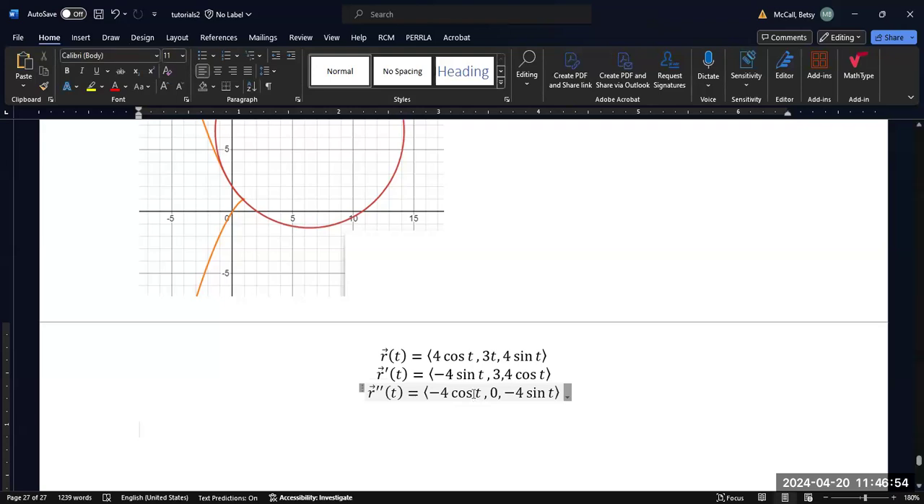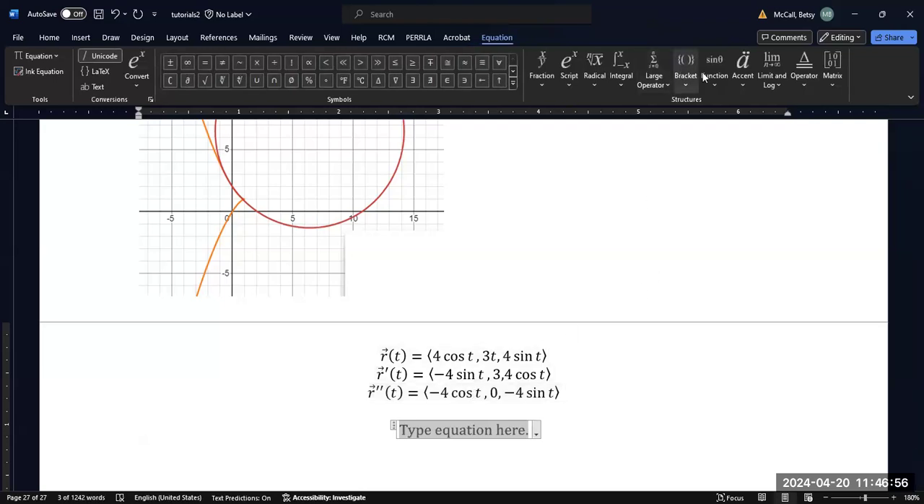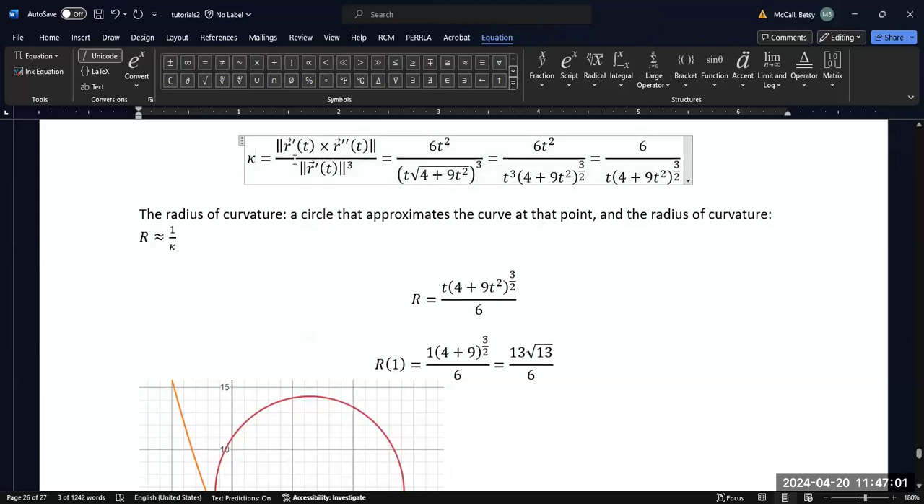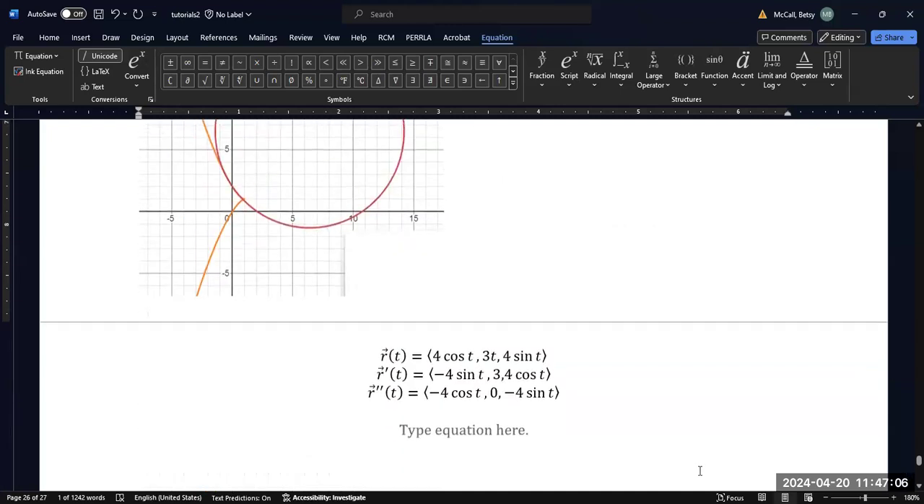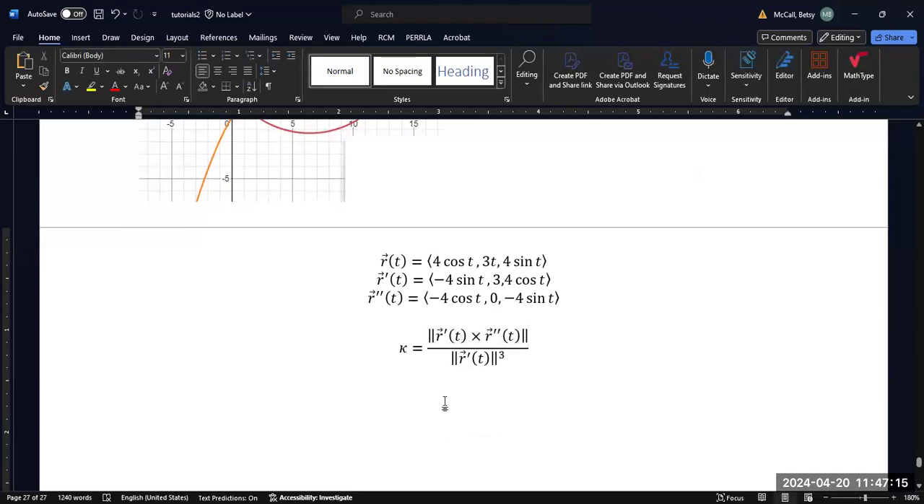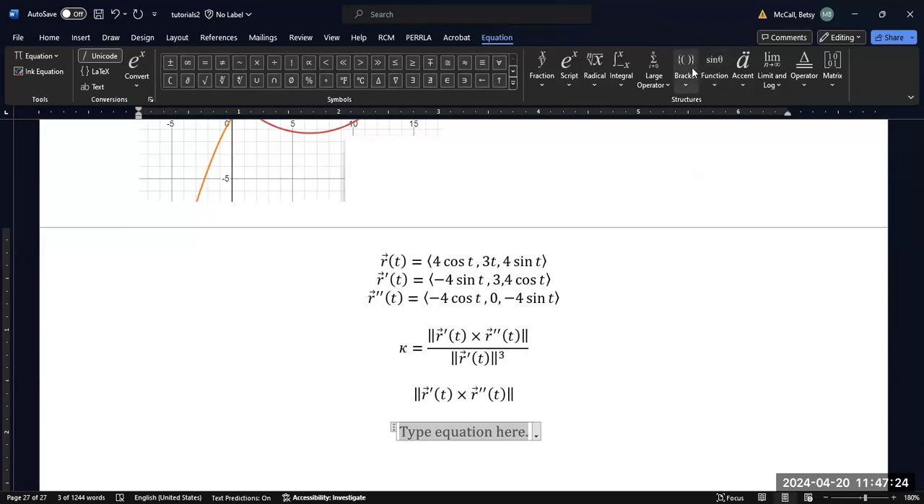Now, if we do our cross product, we'll go snag the formula again. We're going to need this one. And so we're going to need our cross product.